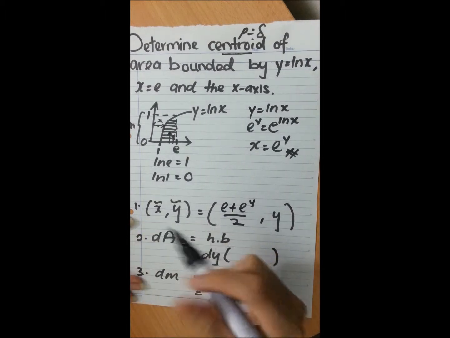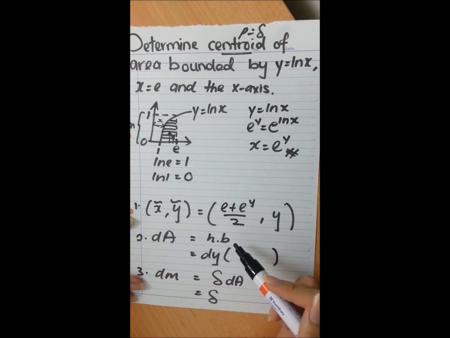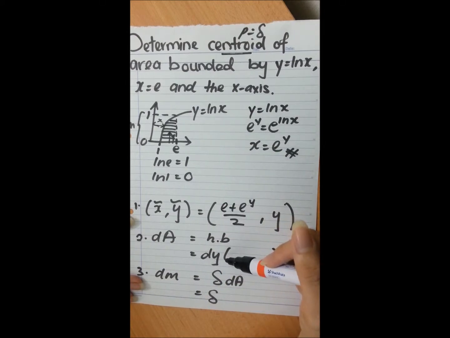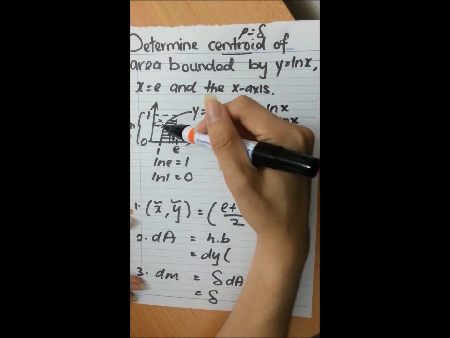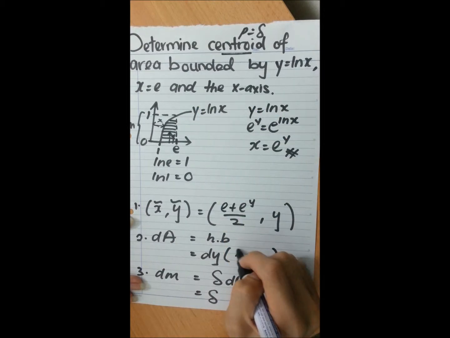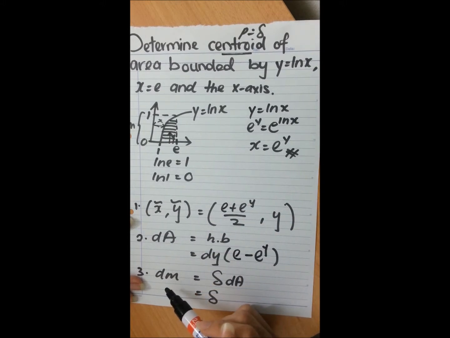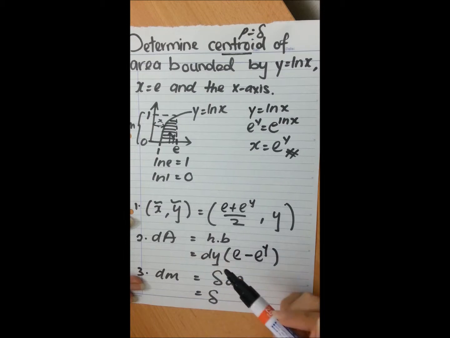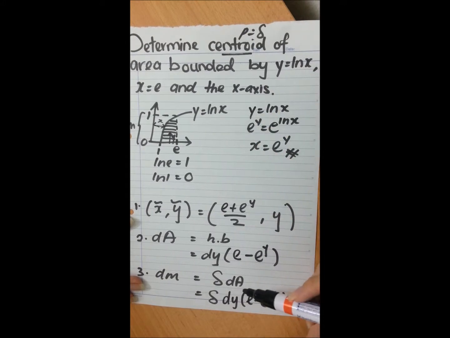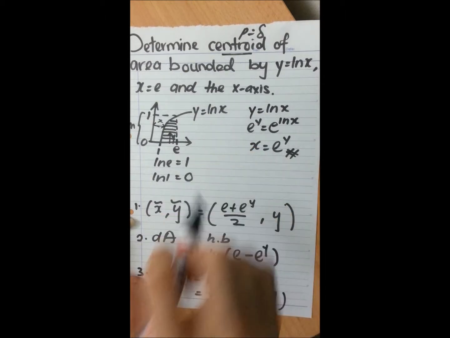Now that we have x curl and y curl, we proceed to get dA, which is the product of height and base. Height in this case will be dy, and the base would be the distance here between e and the curve over here. So it will be e minus the function, giving you e minus e to the y. With dA, now we can find dm, which is density times dA. Density being a constant here, times dA will be dy times e minus e to the y. With all this right now, we can proceed to find the x bar and the y bar of this region over here.